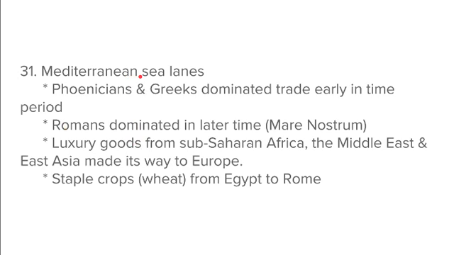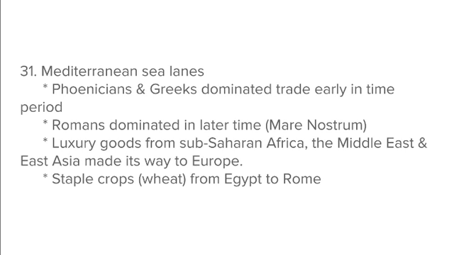The Mediterranean sea lanes are, like we mentioned before, going to be dominated at first by the Phoenicians, who were these great maritime people from the Middle East, and they're going to have colonies all over North Africa and Spain. And then they're going to be taken over by the Greeks, who are also a great maritime power. And eventually they're going to be dominated by the Romans. Remember, the Romans controlled the entire Mediterranean. In fact, they nicknamed it Mare Nostrum, meaning our sea, because they controlled all of it.